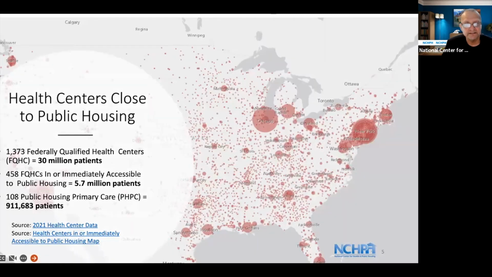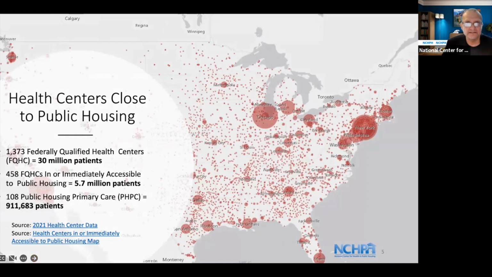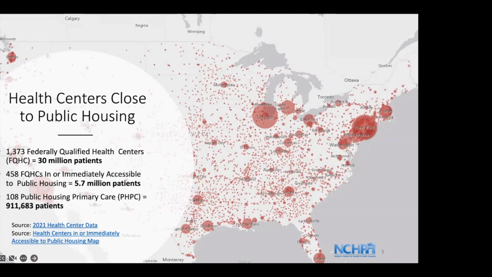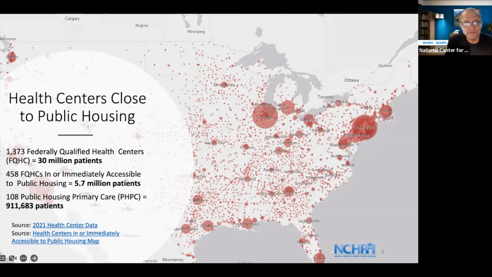Just a quick reminder, we briefly discussed this slide last week. This is regarding the health centers that are close to or immediately accessible to public housing. Out of the over 1,300 community health centers, 458 health centers reported to be in or immediately accessible to public housing, and they provided services to 5.7 million patients. Out of the 458, 108 are public housing primary care grantees, and they serve over 900,000 patients in 2021. Next slide, please.